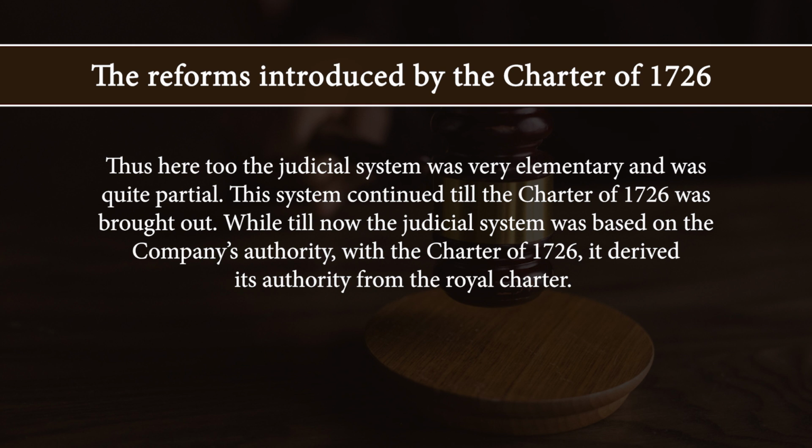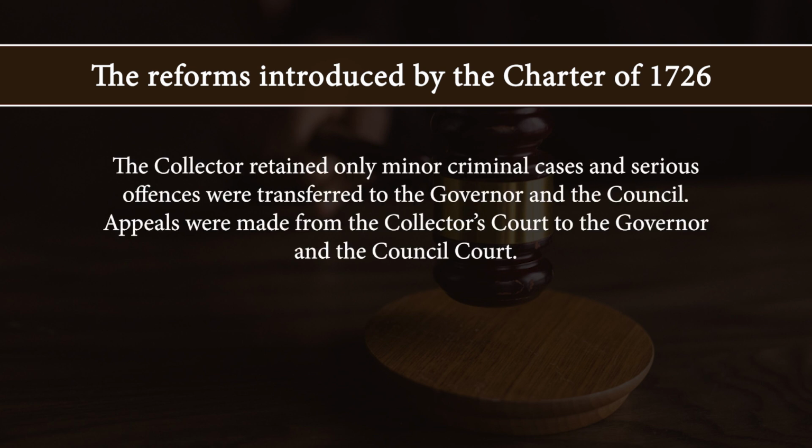This system continued till the Charter of 1726 was brought out. While till now the judicial system was based on the company's authority, with the Charter of 1726, it derives its authority from the Royal Charter. The collector retained only minor criminal cases and serious offences were transferred to the Governor and the Council.